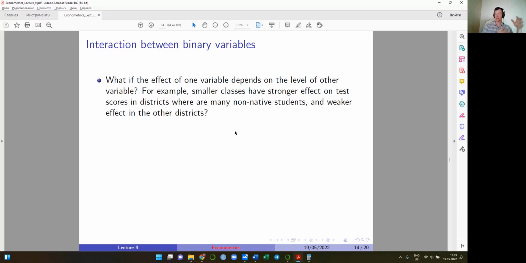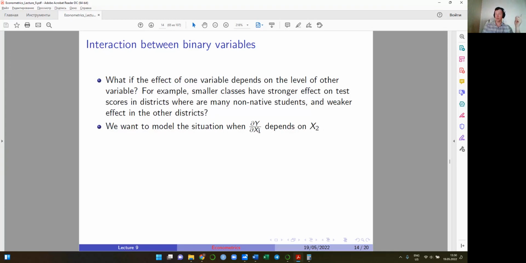In that case, this effect is going to be smaller. This is another case of nonlinearity, because there is some heterogeneity, some difference in different groups, and the effect is also different. Well, basically, we want to model the situation when this derivative depends on x2, the other variable. In the previous case, this derivative depends on x1.